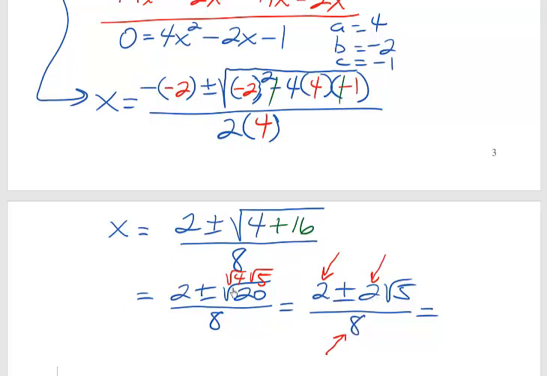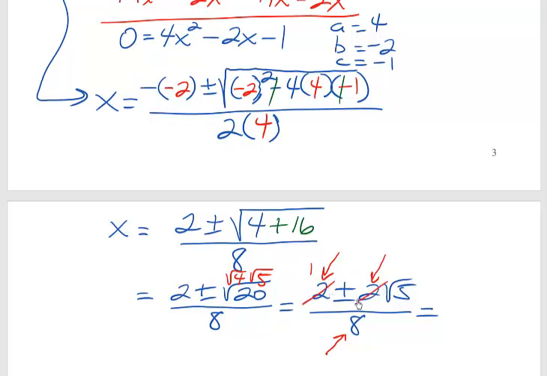you're stuck. You might have even been looking at this 2 over 8 back here and said, oh, I should reduce that to 1 over 4. That's no good, because this 8 applies to this root 20 as much as it does the 2. The only way you can simplify is if these 3 all share a common factor. If they do, you can go ahead and divide it out.